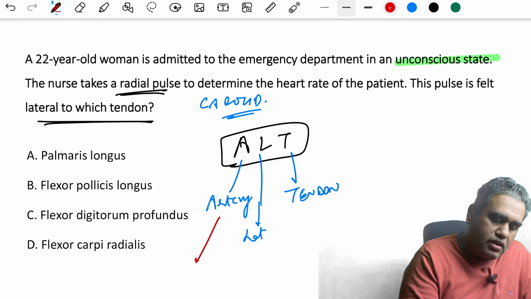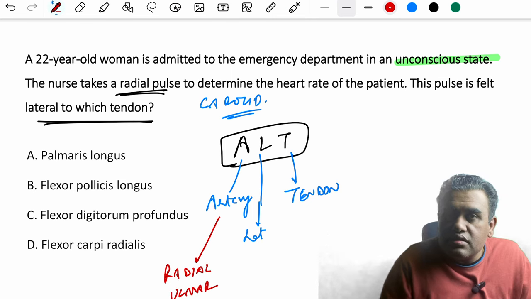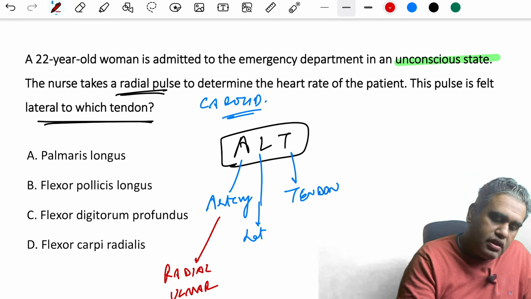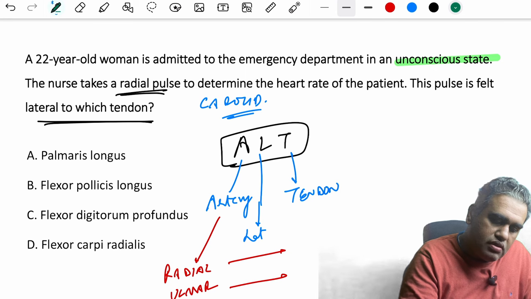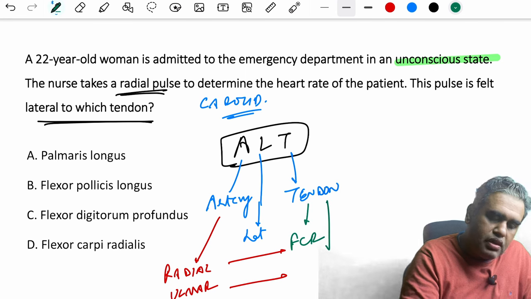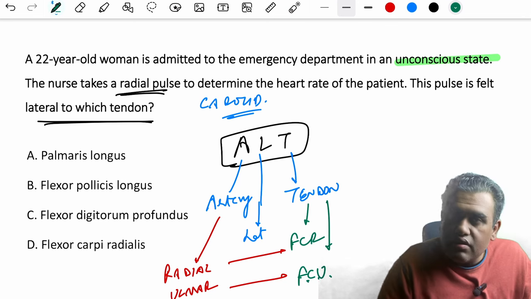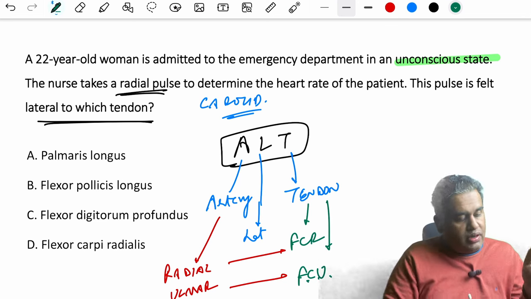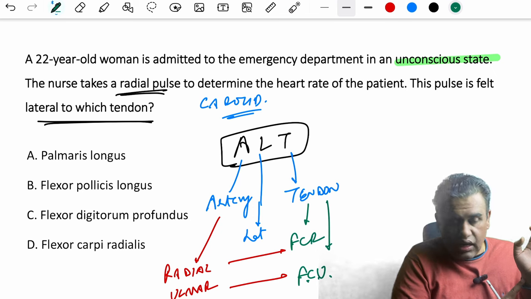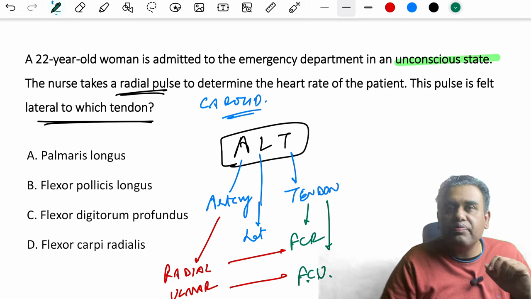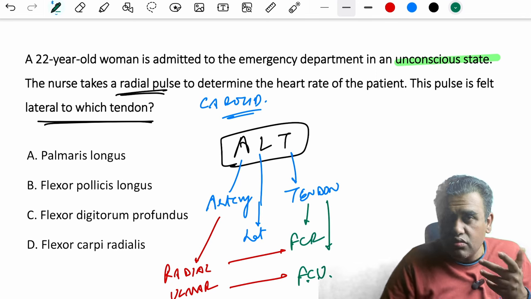Which artery is here? The radial artery, and on the medial aspect the ulnar artery, both arteries. And which tendon would it be? For the radial artery we have a tendon known as flexor carpi radialis. And for the ulnar artery, the tendon is FCU, flexor carpi ulnaris. So the moment you feel the radial pulse over here, remember that just medial to it is the tendon, that is FCR.